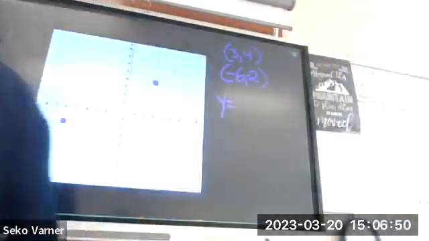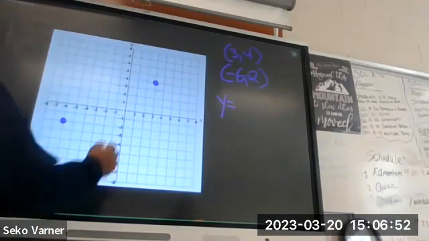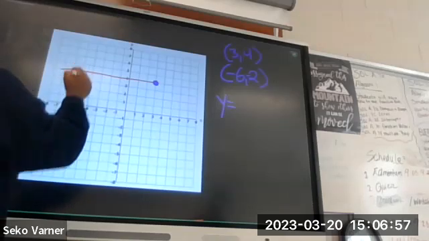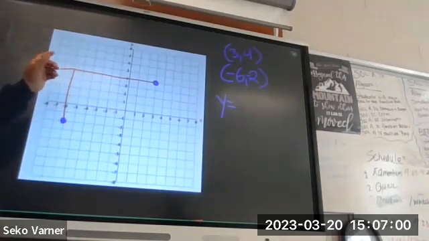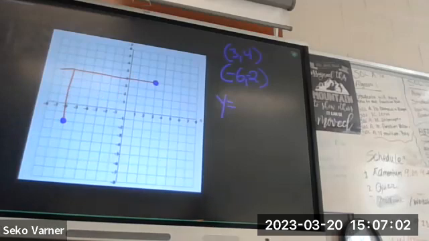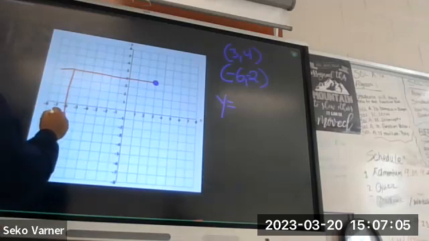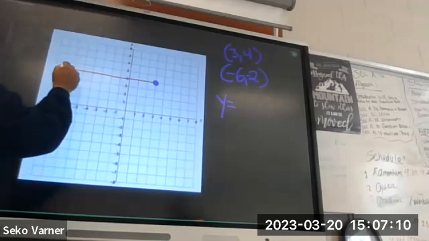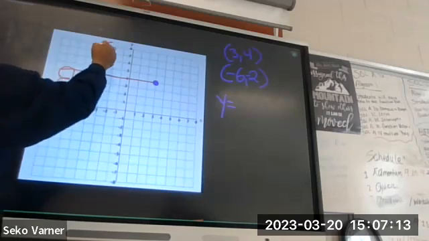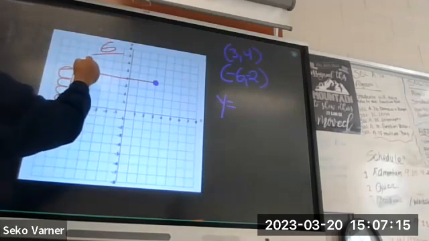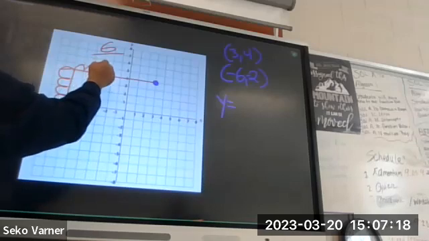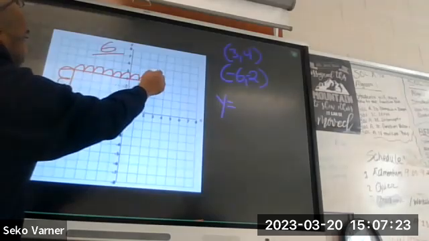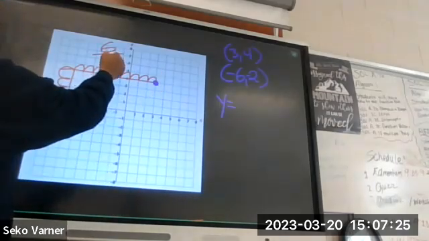So watch this. I want to go from here to this point. So I need to go up and over, right? How many do I go up? 1, 2, 3, 4, 5, 6. So I went up 6. And I go over 1, 2, 3, 4, 5, 6, 7, 8, 9. So I went over 9.